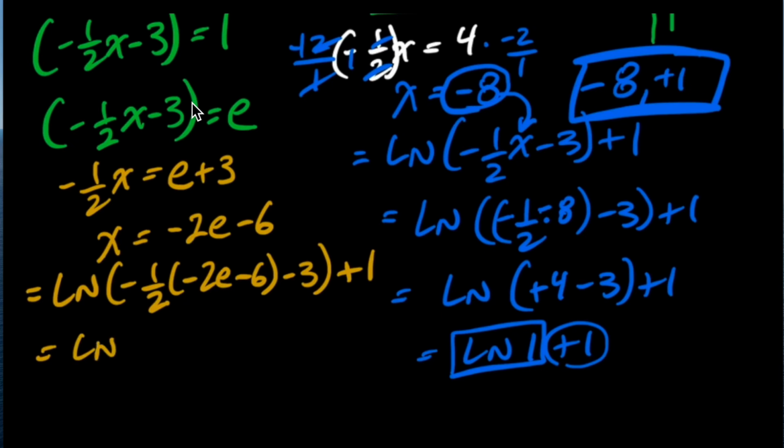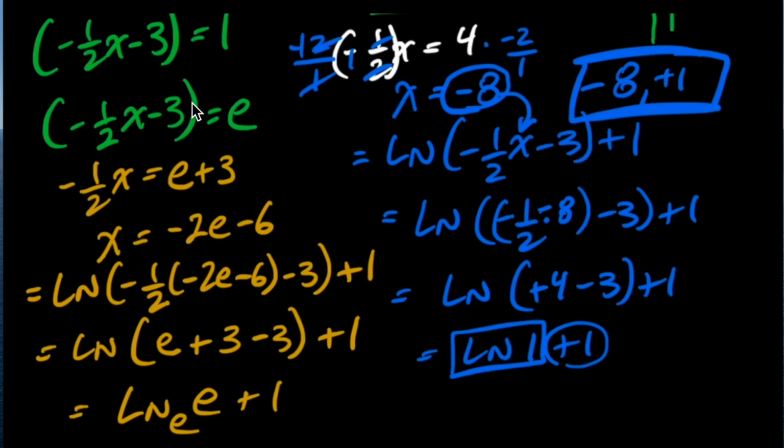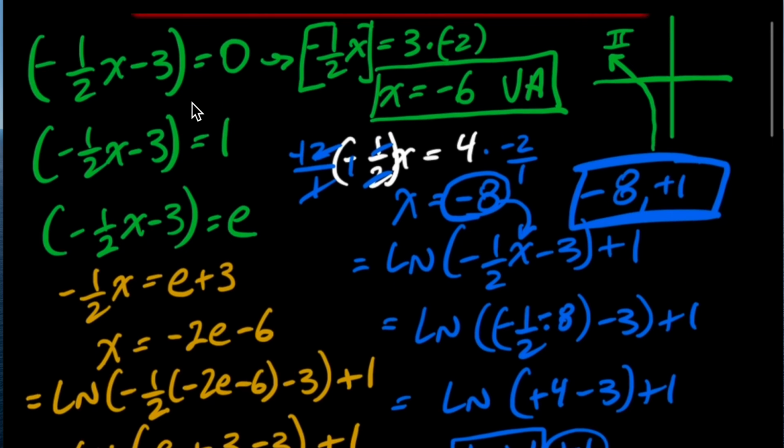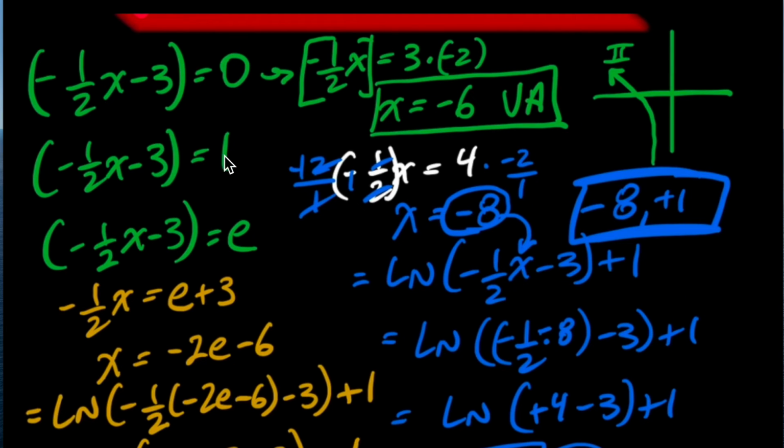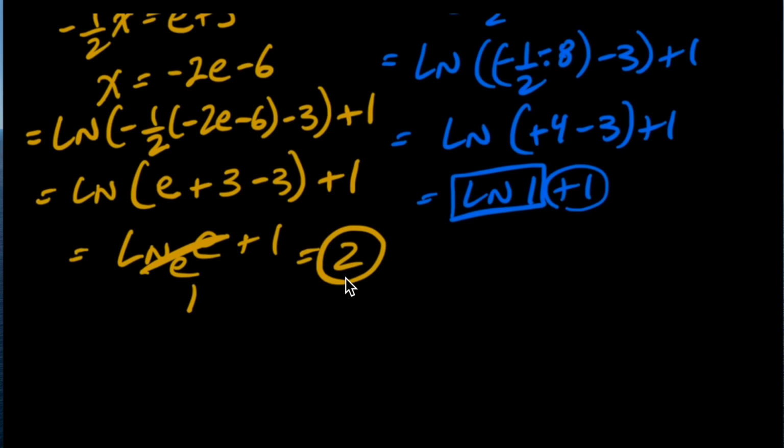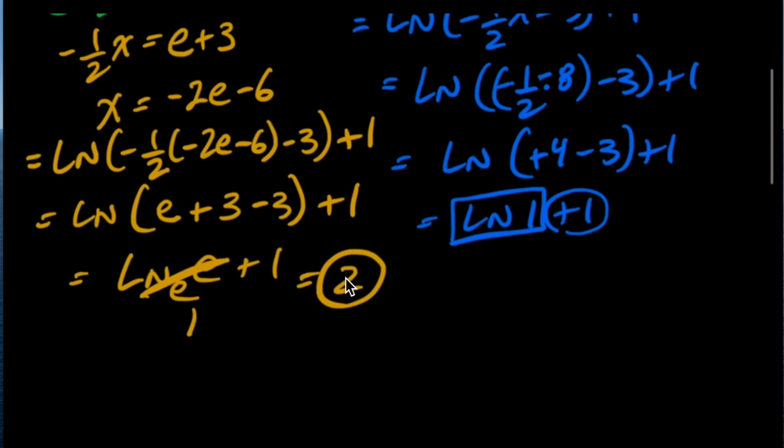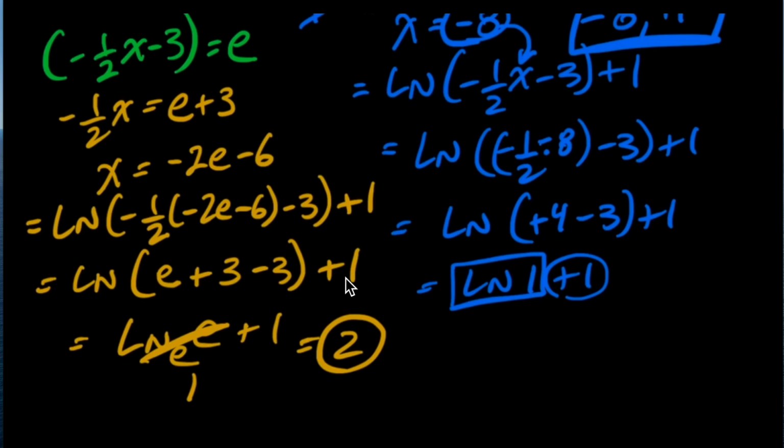Okay, so we're going to get the natural log of e plus 3 minus 3, plus 1. Natural log of e to the base e, plus 1. This becomes 1, and we get 2. As you can see, folks, this system of setting the argument equal to 1 and setting the argument equal to the base is designed to get easy integers. Now we have the y value of 2. The x value is negative 2e minus 6.